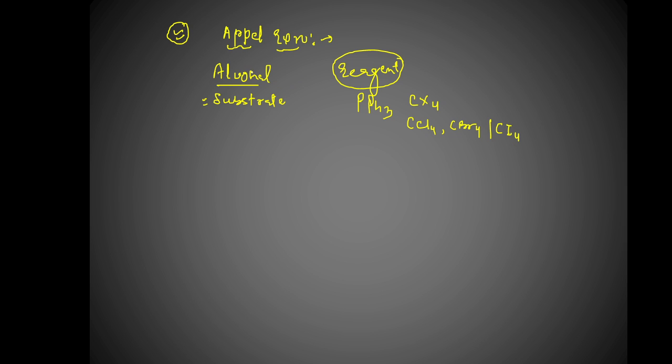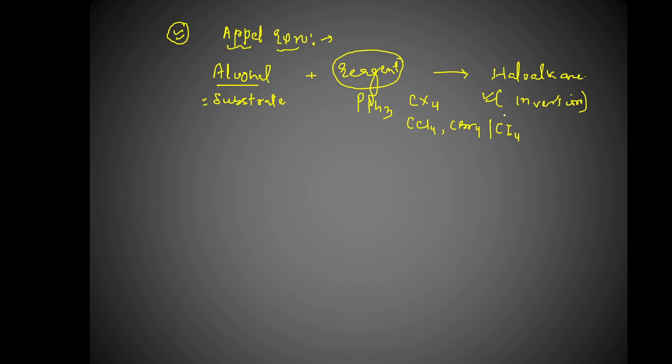So in this reaction, when our substrate alcohol reacts with the reagent PPh3, that's triphenylphosphine, and CX4, the product that is formed is a haloalkane, and the stereochemistry is with complete inversion. So inversion takes place in this reaction. This is the crux of the topic: inversion takes place.